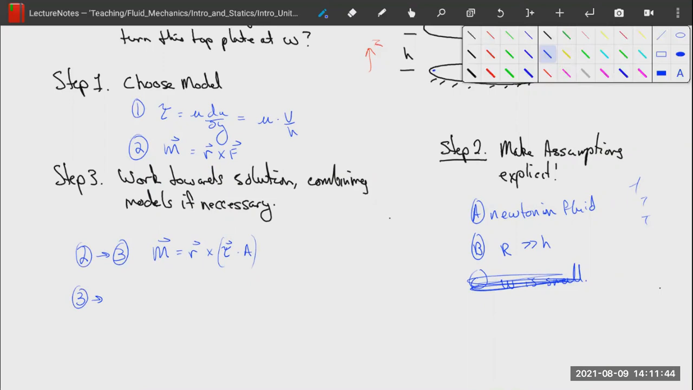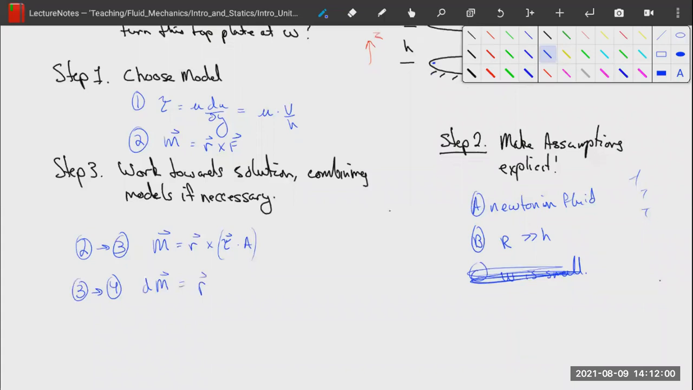But what I want this problem to do is to illustrate how we start with models and kind of work our way towards answers. So we're going to rewrite this now and talk about differential moments, which is equal to a radius crossed into a shear stress, which is a point quantity, right? And we have to multiply that by an area, which is we have to make a differential area, which is 2 pi r dr.